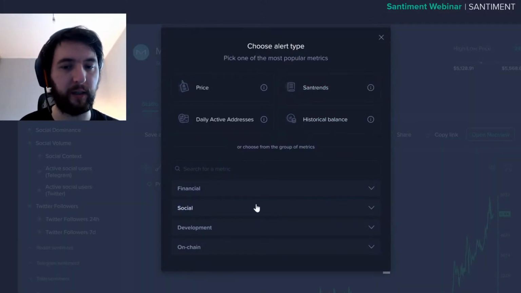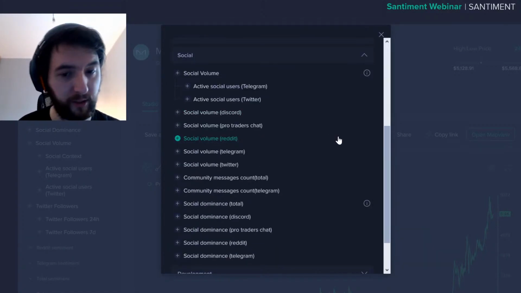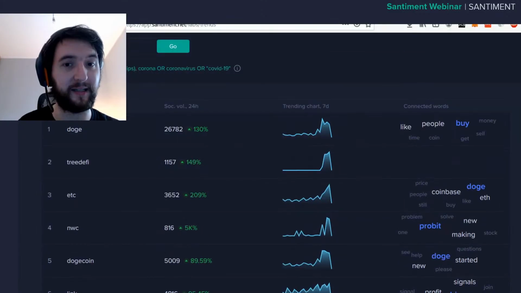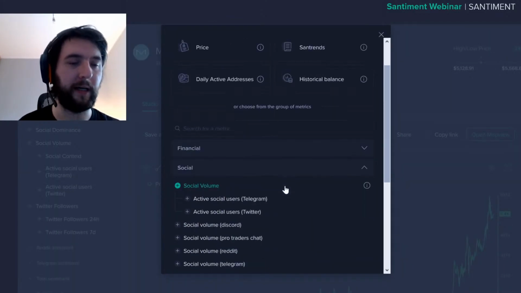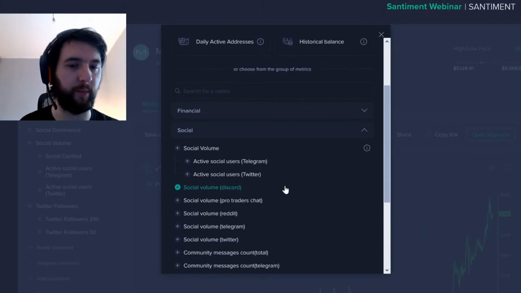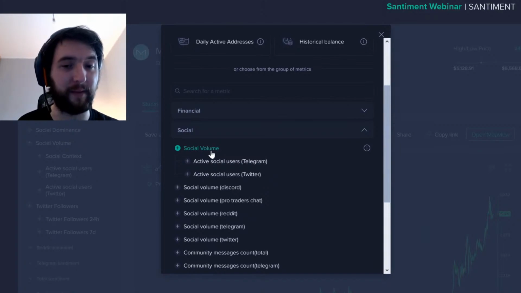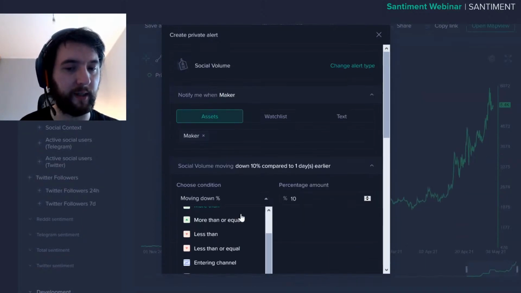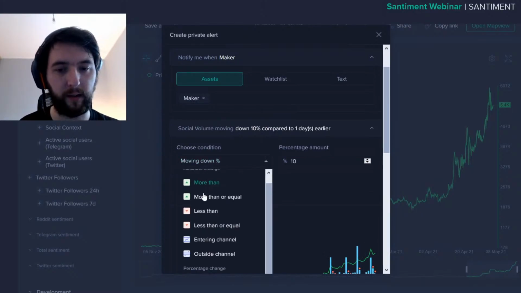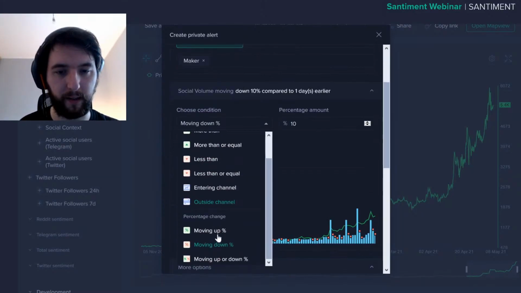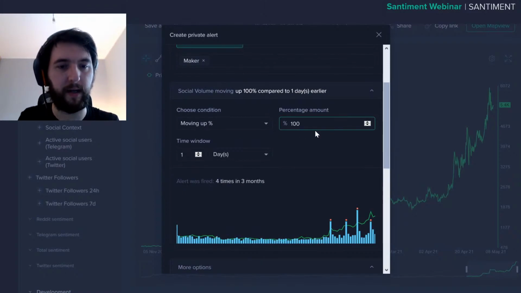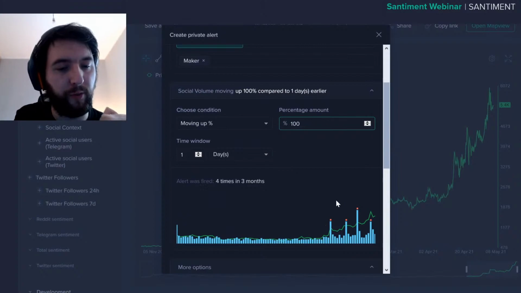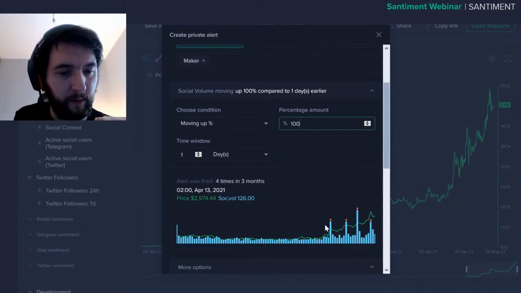The other way is to go to social here, and here you have more options. Instead of only being notified when the coin's name appears on this list, you can set up more granular conditions for being notified. For example, you can say, let me know the next time that Maker's social volume goes above or below a certain percentage or a certain absolute number. For example, when Maker's social volume rises by 100%. You can see that specific condition would trigger 4 times in the past 3 months. It would trigger here, here, here, and here.